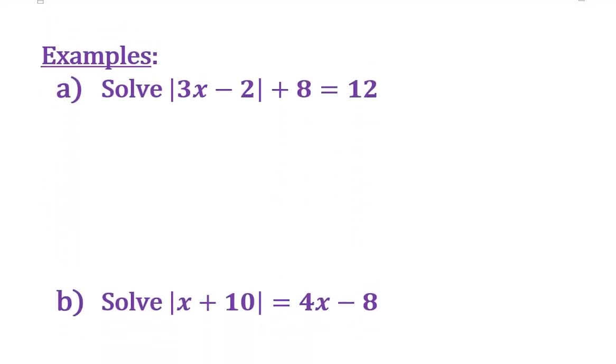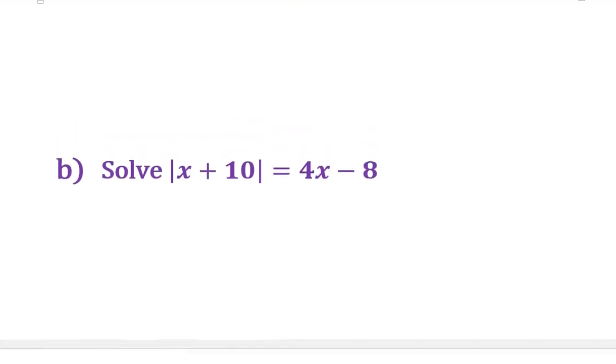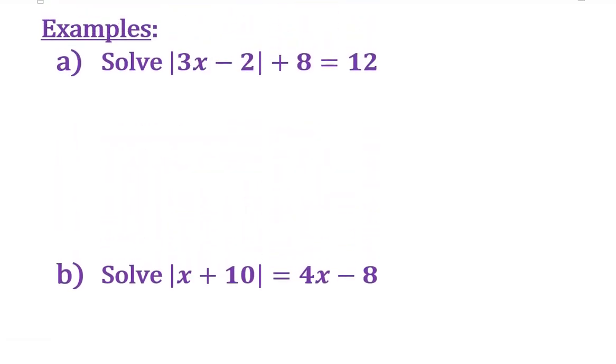So the first example I'm going to provide to you is the following. It reads, solve the absolute value of 3x minus 2, plus 8, equals 12. Now, solving an absolute value equation starts off using the same mindset as solving a regular equation. We want to find out what the value for the variable is. We want to make sure that the absolute value is isolated. That means get it by itself.